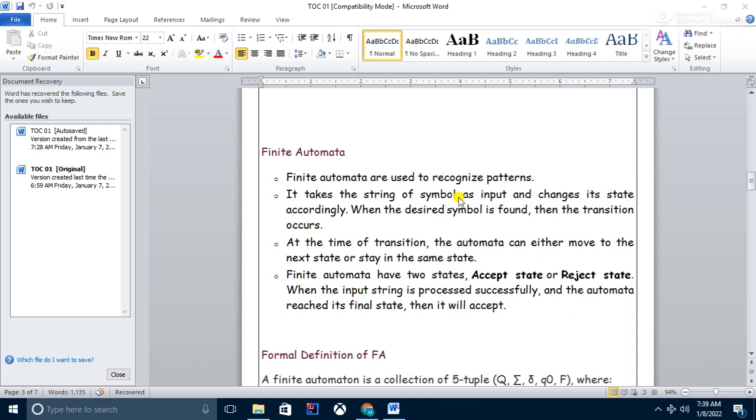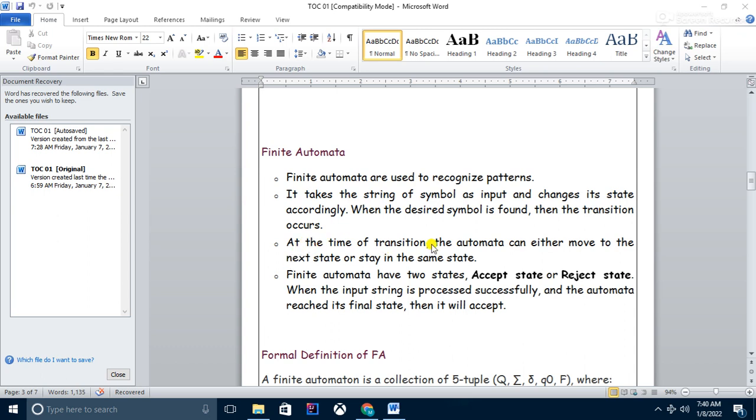It takes a string of symbols as input and changes its state accordingly, meaning that during the operation the automata may change its state. Based on the input, it will go to the next state, so it changes from one state to another state. When the desired symbol is found, the transition occurs. So based on the desired input symbol, it will go from one state to another state.